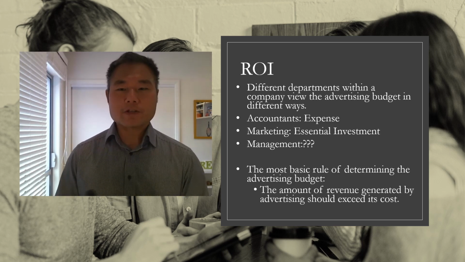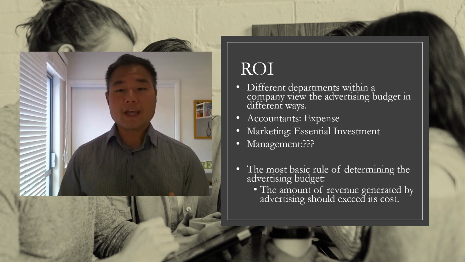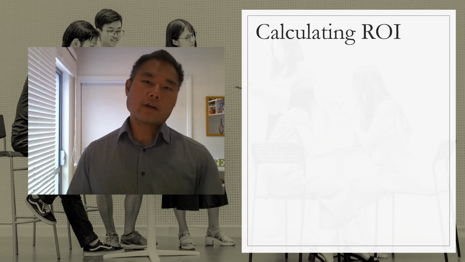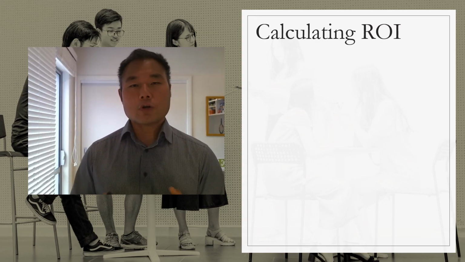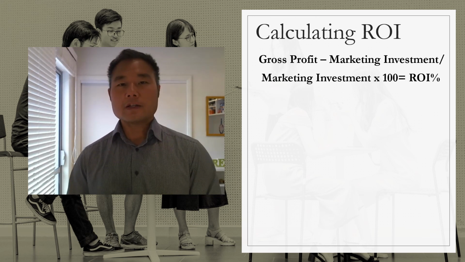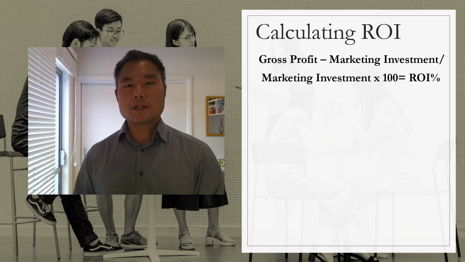But the most basic rule in all cases is that the amount of revenue generated by the advertising should obviously exceed its cost. The formula for calculating ROI is gross profit minus the marketing investment that you've just put into advertising, divided by that marketing investment, times by 100 to give you a percentage.